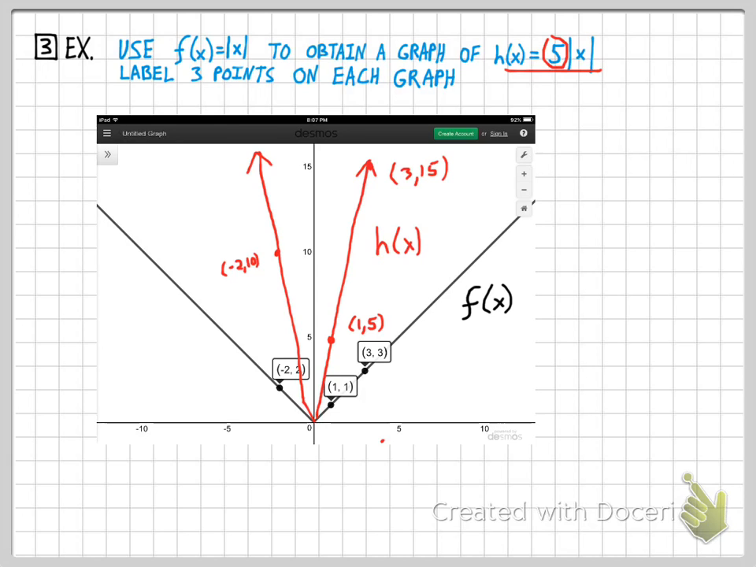A lot of people describe this as a skinnier graph, which is true, but the way we want to think about it really, when you have a multiplier like that, is a vertical stretch. So think of it as being stretched out is a good way to think about this transformation.